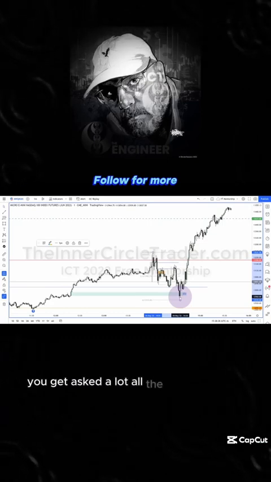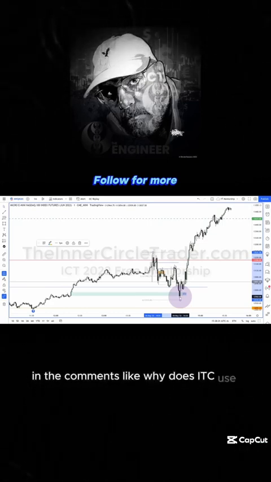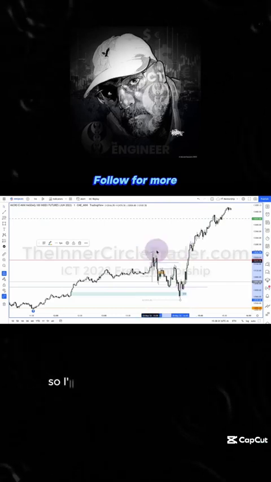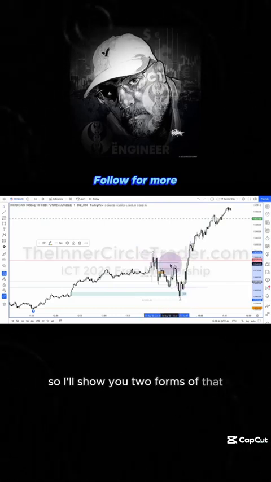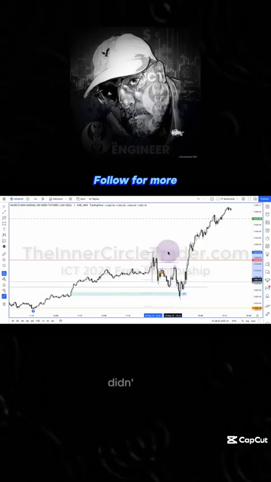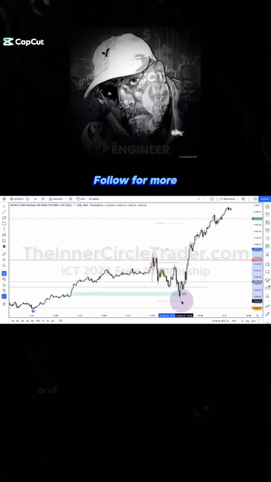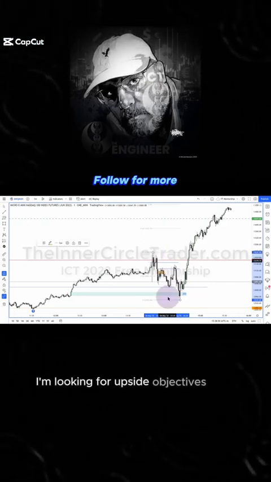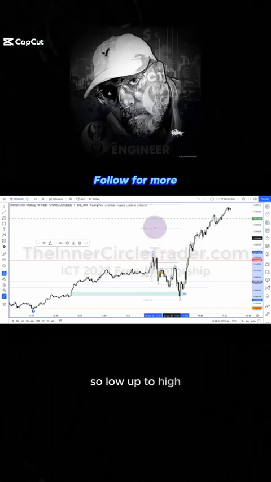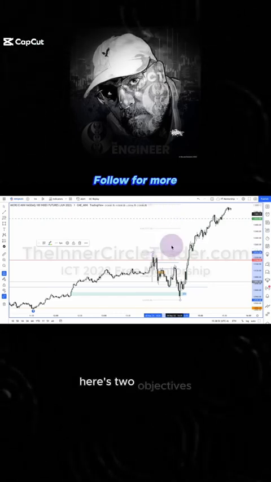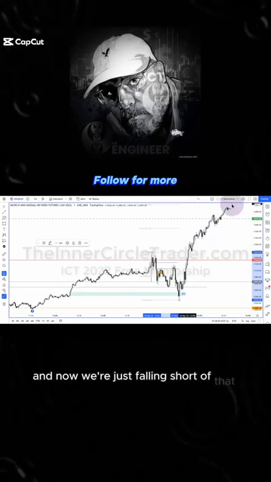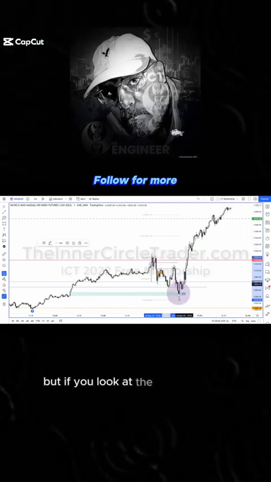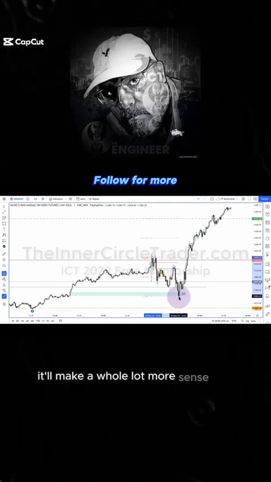You get asked a lot all the time in the comments, like, why does ICT use the wicks and why do you use the bodies and what is it to differentiate? I just taught you. Okay, so I'll show you two forms of that. And actually, draw from the low of the high for upside objectives. There's one objective, two objectives, and now we're just falling short of that one. Okay, so that's kind of the extreme target for me today. But if you look at the body to body, it'll make a whole lot more sense in a moment.